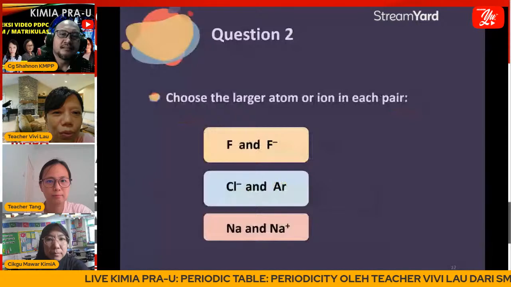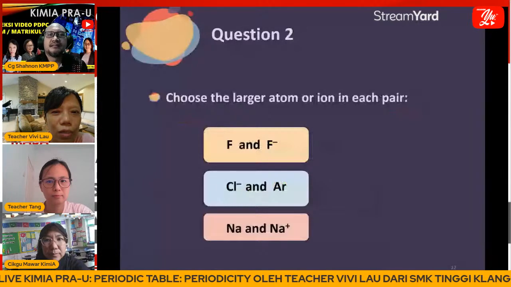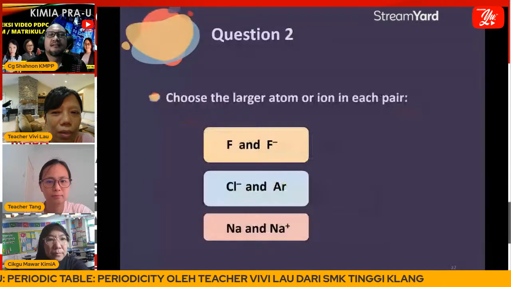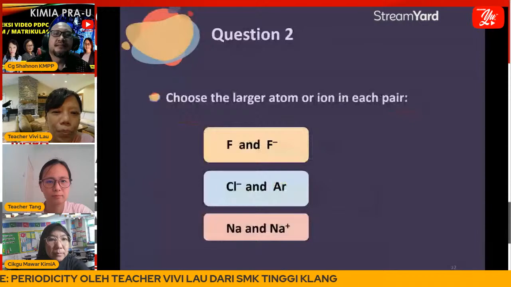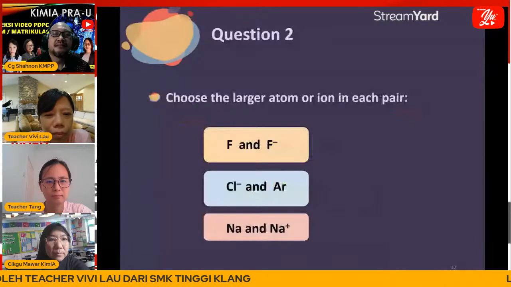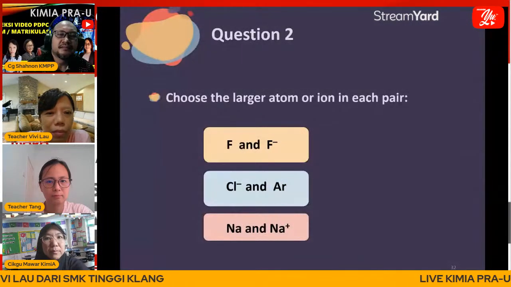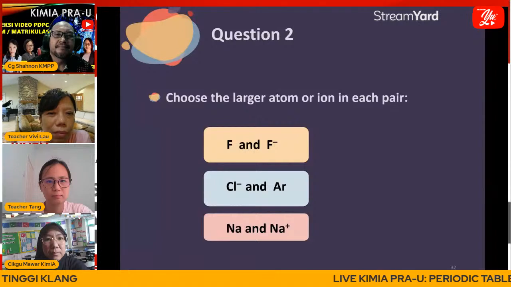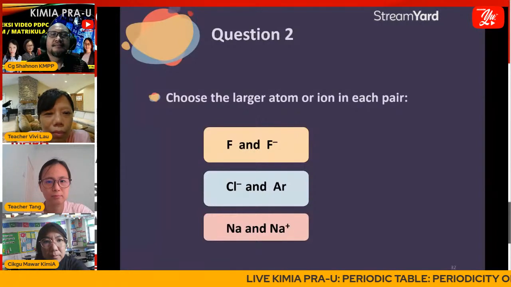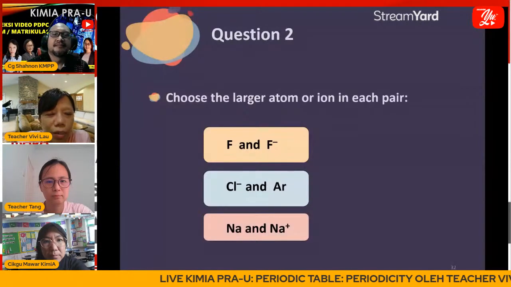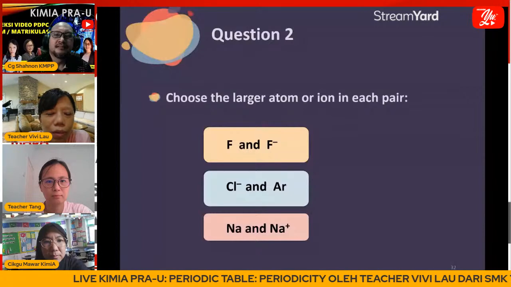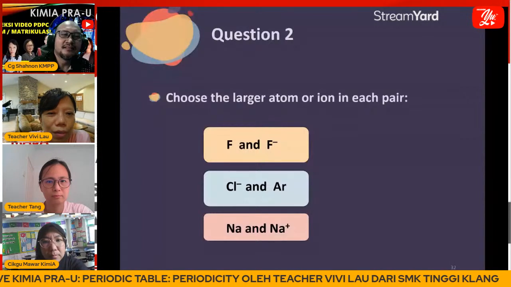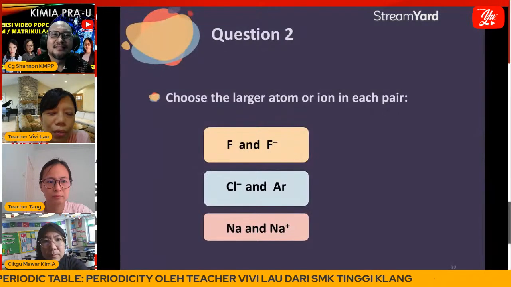And question 2, choose a larger atom or ion in each pair. So you can write the larger one, the larger atom or ion, in the check box.